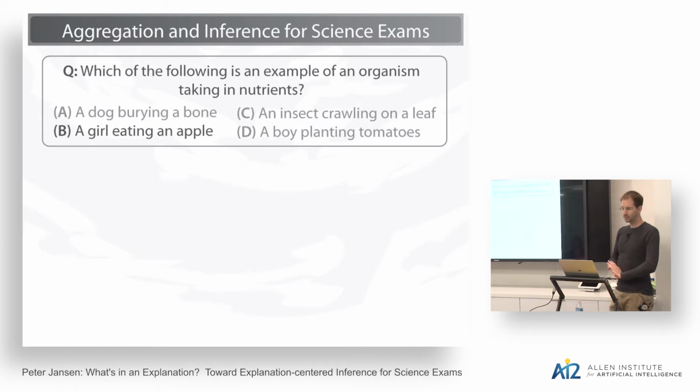Which of the following is an example of an organism taking in nutrients? The answer is, of course, B, a girl eating an apple. And note here how the negative examples are really well designed. They're very good distractors. Each one contains an organism, like a boy or an insect or a dog. Many include things that are high associates of foods, like tomatoes or leaves.